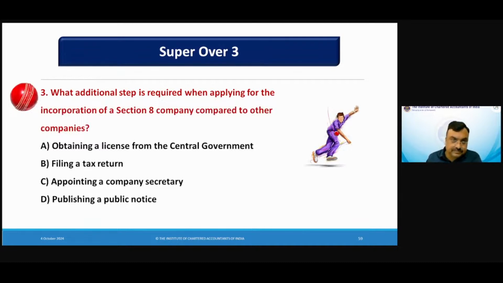Third question. What additional step is required when applying for the incorporation of Section 8 company compared to other company? Obtaining a license from central government, filing a tax return, appointing a company secretary, publishing a public notice.